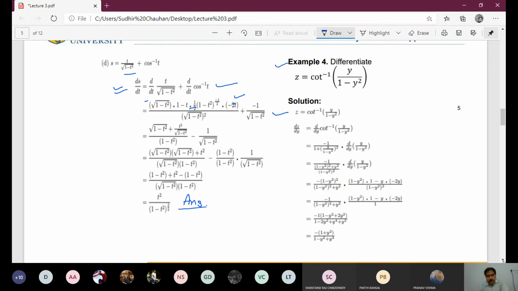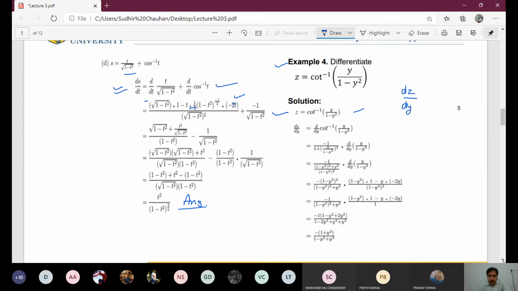Next we have example number 4. Differentiate z is equal to cot inverse y upon 1 minus y square. So here z is cot inverse of this, and we have to differentiate with respect to the independent variable. So that means we have to differentiate here with respect to y. So we have to find dz over dy.